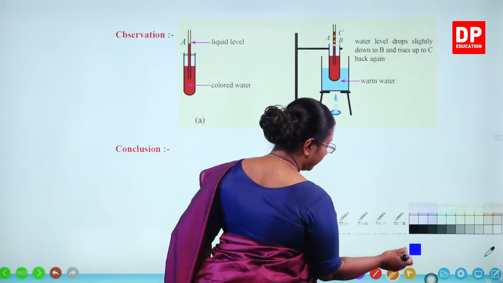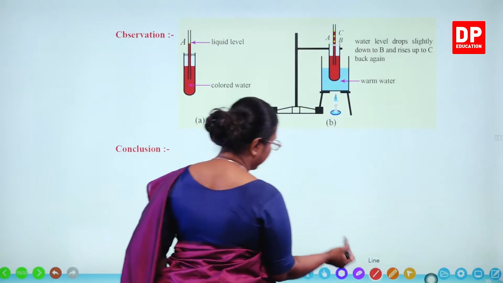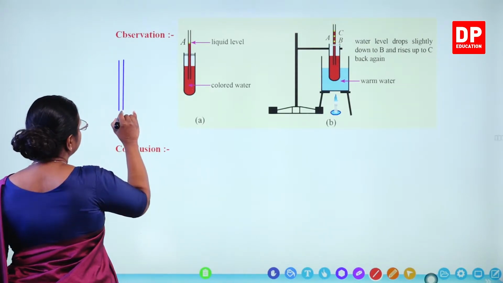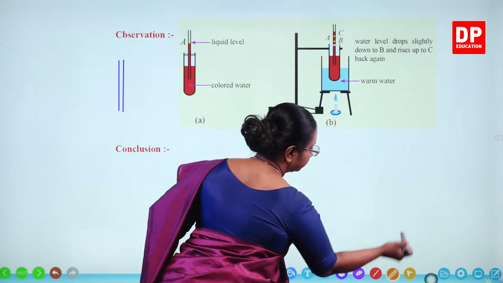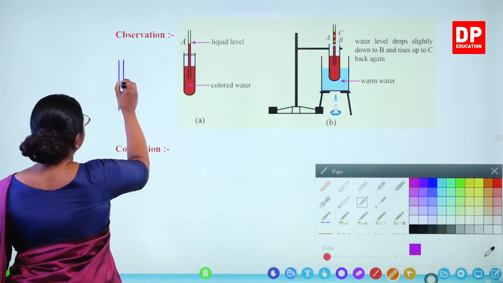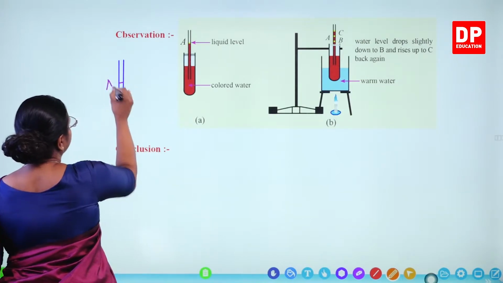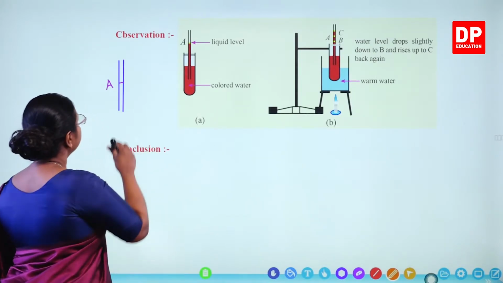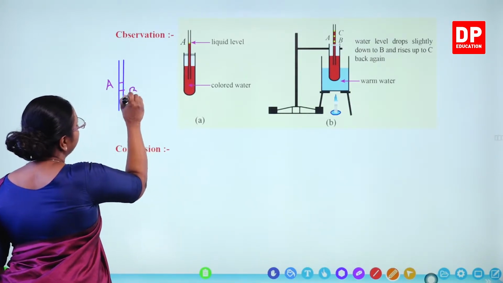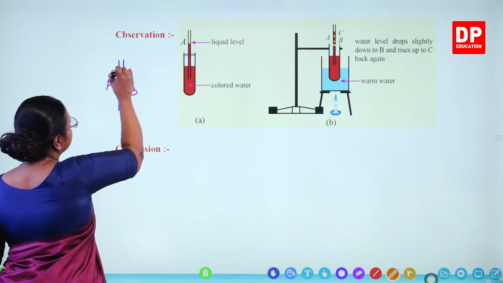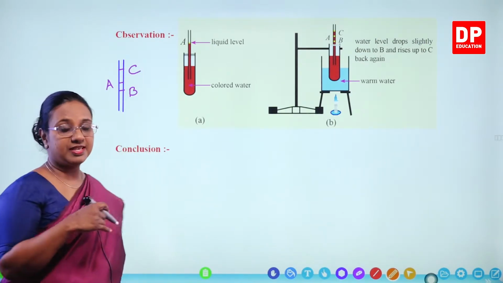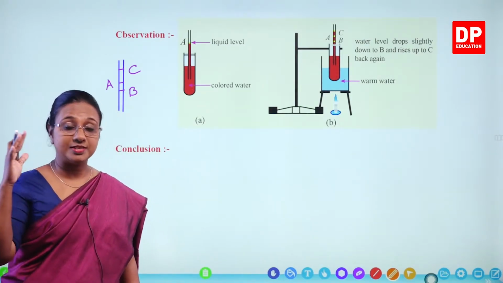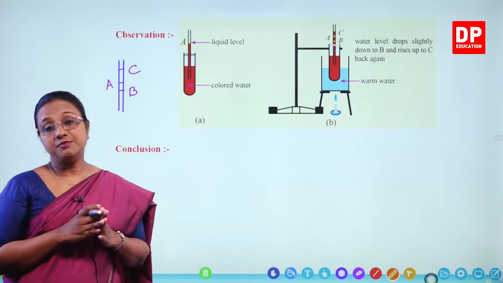So here students, if we look at the observation, this is the thin glass tube that we used, and in that, initially the water level is at point A. And if we observe properly, first the water level will decrease to point B, and thereafter it will increase to point C, and if you keep on heating it, the water level will keep on rising to a certain point. What is the reason for this?